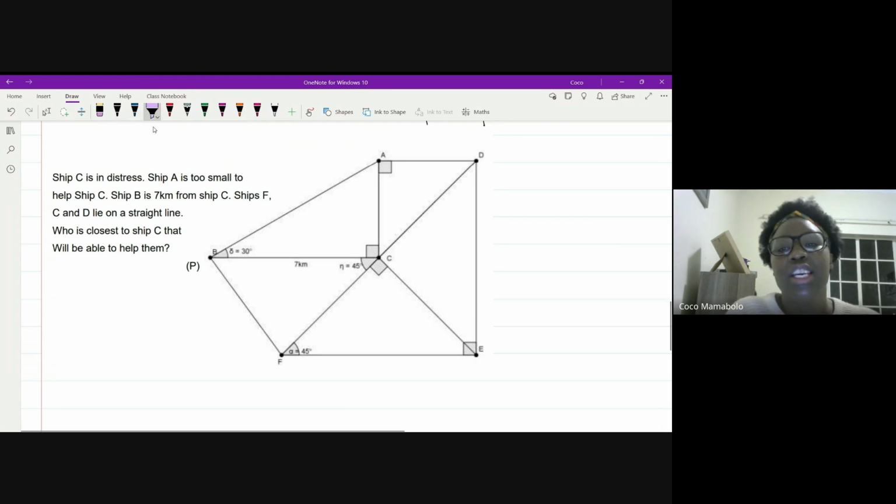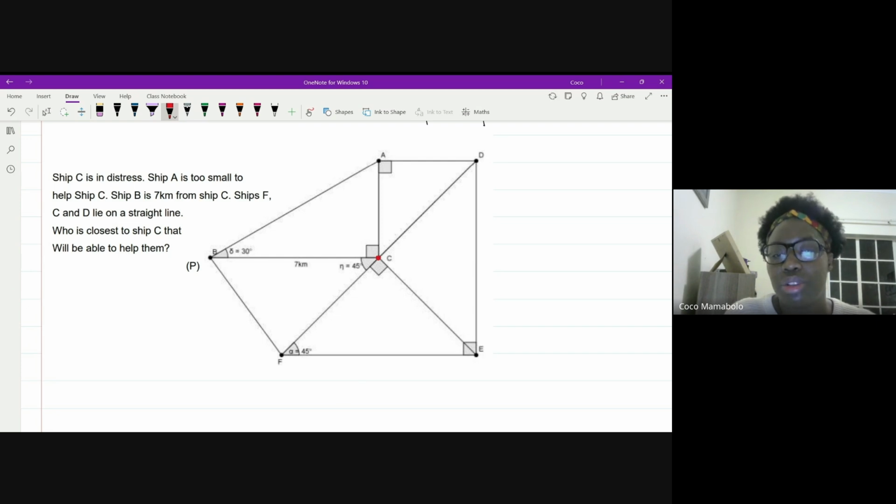So it says, ship C is in distress. Ship C is this one over here. Ship A is too small to help ship C. Ship B over here is 7 kilometers away from ship C. Ships F, C and D lie on a straight line. Who is closest to ship C that will be able to help them?